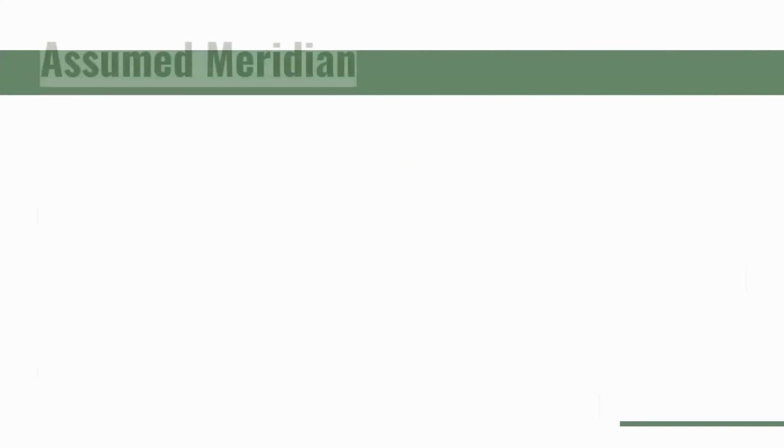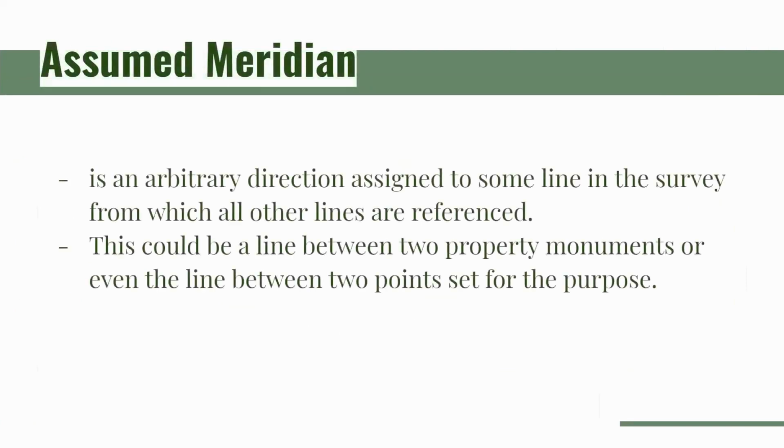The fourth type is the assumed meridian, which is an arbitrary direction assigned to some line in the survey from which all other lines are referenced. This could be a line between two property monuments, the center line of a tangent piece of roadway, or even the line between 2 points set for that purpose. The important point to remember about assumed meridians is that they have no relationship to any other meridian, and thus the survey cannot be readily related to other surveys.